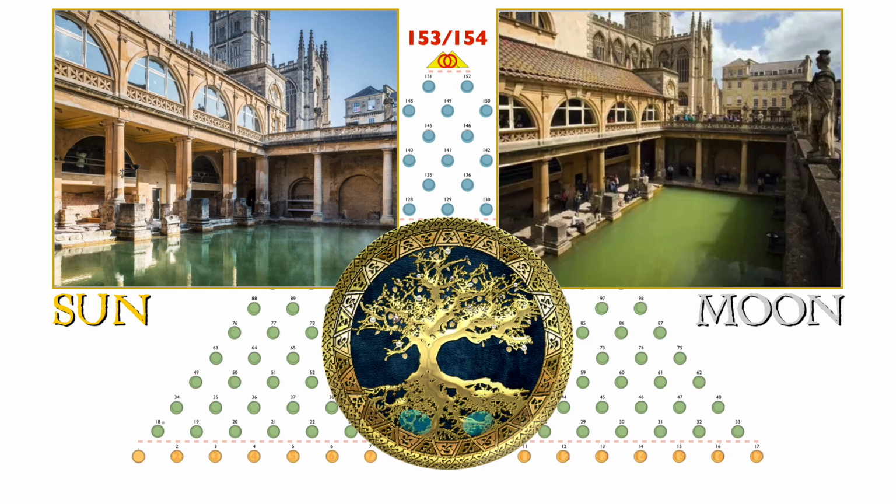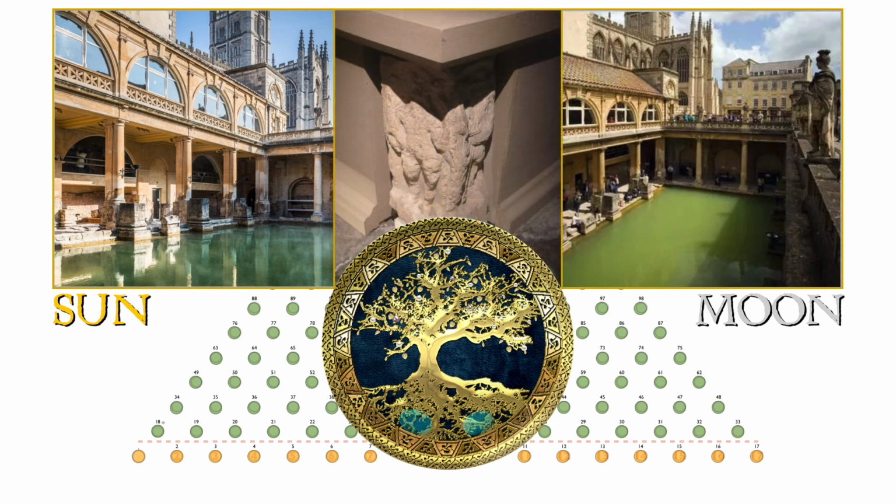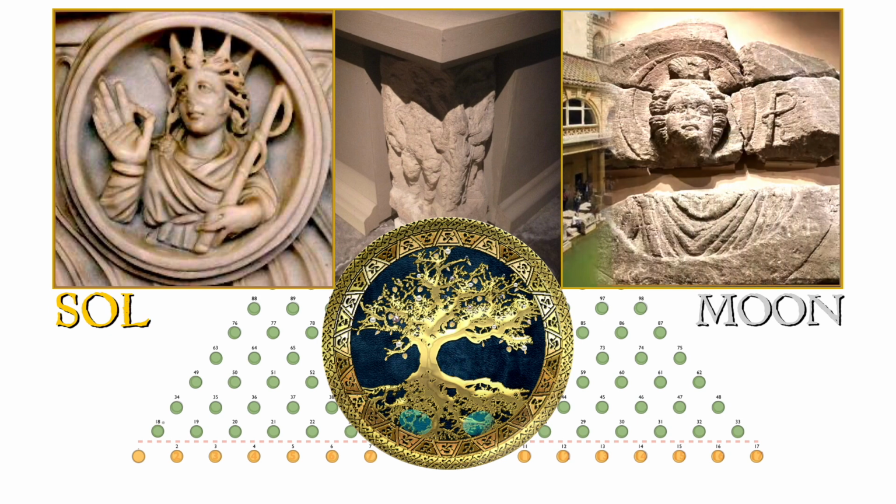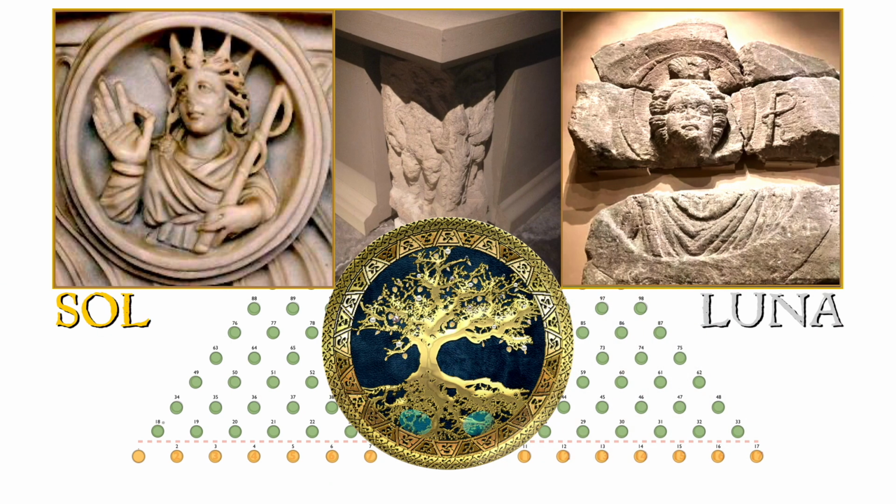But overtly proclaiming ownership of this indigenous sacred site, they built an immense temple complex adjoining the baths, catering to the people's need for spiritual as well as physical healing. In the central courtyard was a sacrificial altar. Part of it still remains today. On one side of the courtyard is a temple dedicated to Sol, their sun god. On the other side is the temple of Luna, their moon goddess.